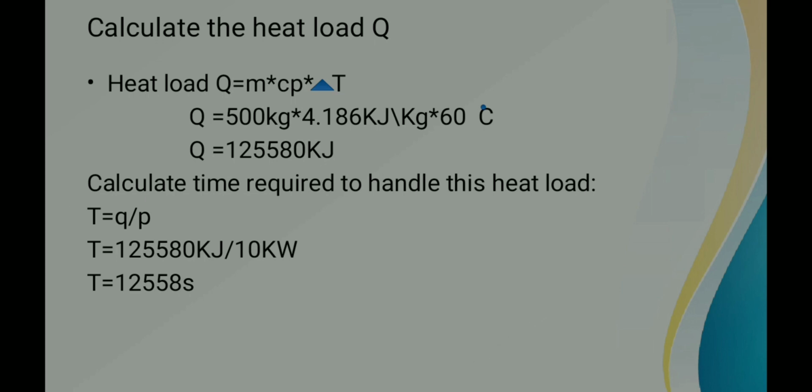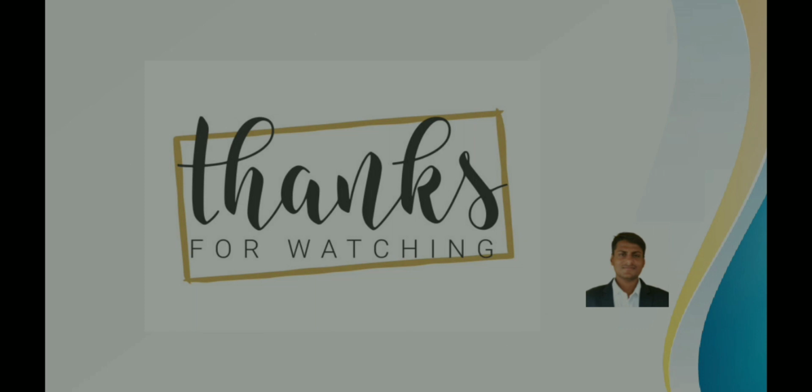So actually, heat load is used to calculate how much heat is required for the process, and it also calculates the time that is required. And that's all about heat load calculation. We saw an example problem.